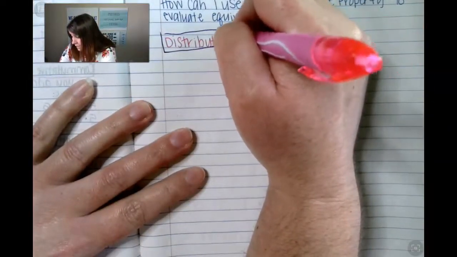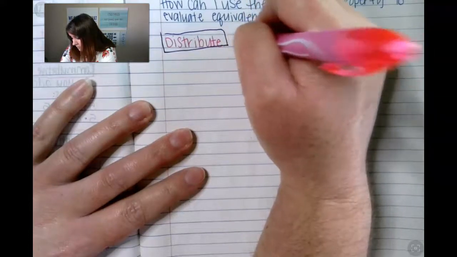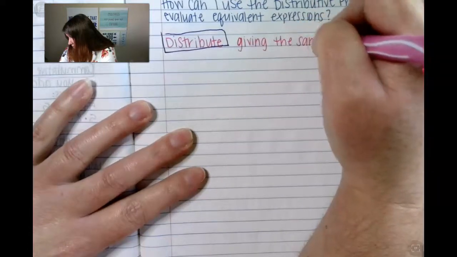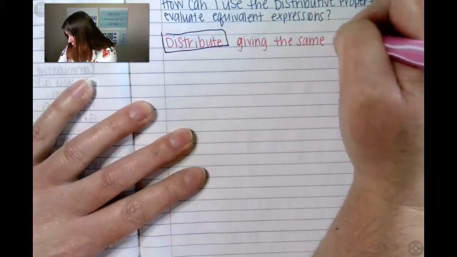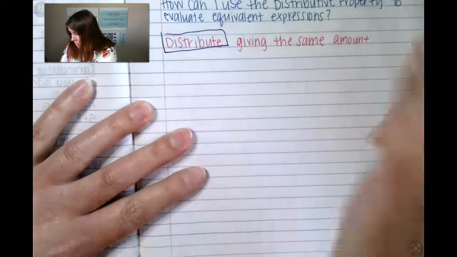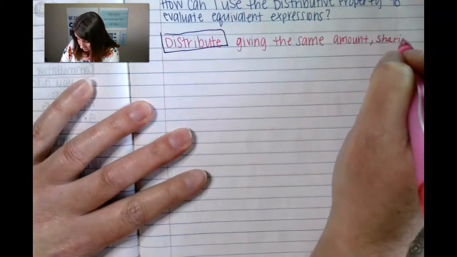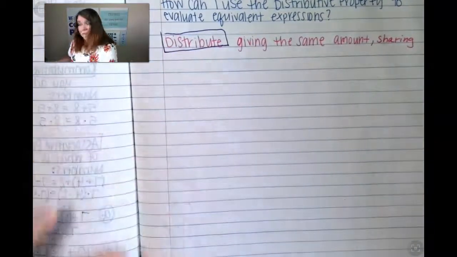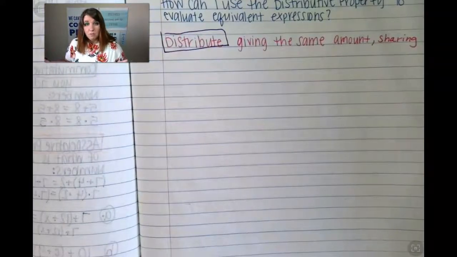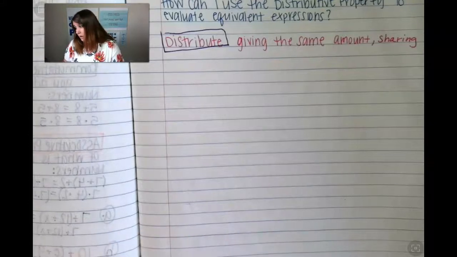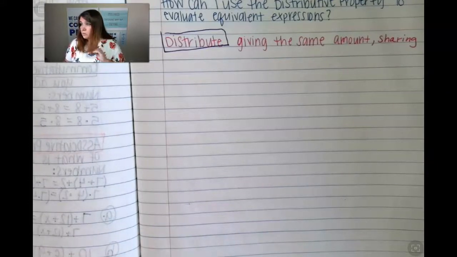So it is giving the same amount, and we're going to work with sharing. Okay, we're going to be creating this idea around equivalence, and you're going to use a lot of parentheses today. So be ready for parentheses.